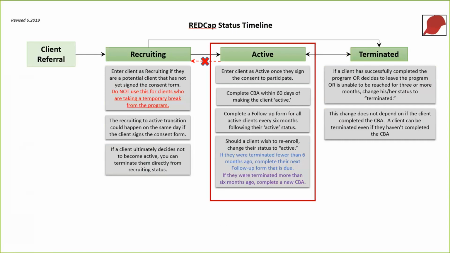It is also important to note that if a client wishes to re-enroll, you should change their status to active and fill out a follow-up form if they were terminated fewer than 6 months ago, or fill out a new CBA if they were terminated more than 6 months ago. Just to repeat that, if a client wishes to re-enroll, you should change their status to active and fill out a follow-up form if they were terminated fewer than 6 months ago, or fill out a new CBA if they were terminated more than 6 months ago.